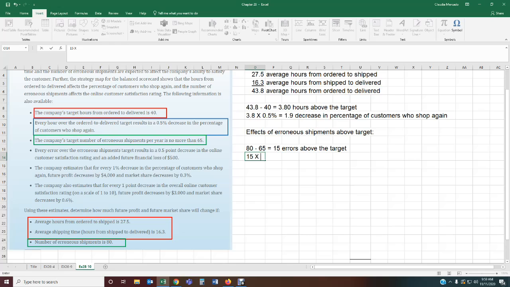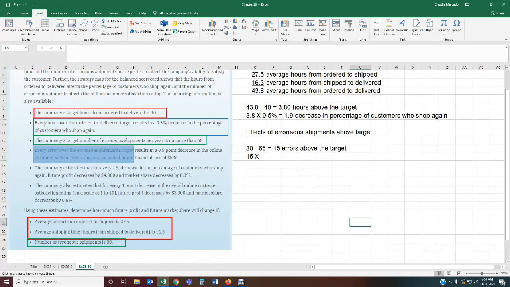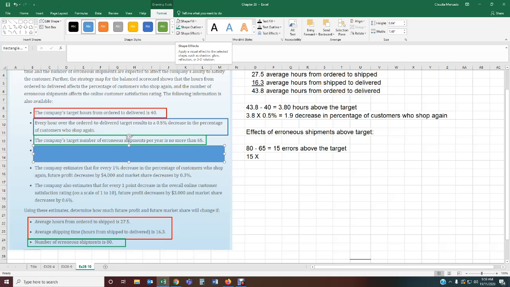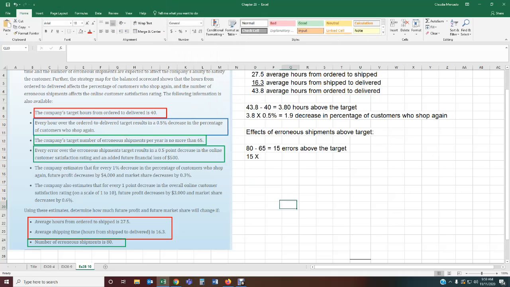So that's a lot of information we have to digest. Let's look at the next bullet. That's my fourth bullet. It says every error over the erroneous shipment target results in a 0.5 point decrease in the online customer satisfaction rating, and an added future financial loss of $500. So for every error over the erroneous shipment target, we had 15 errors above. We're going to have a 0.5 point decrease in the customer satisfaction rating.